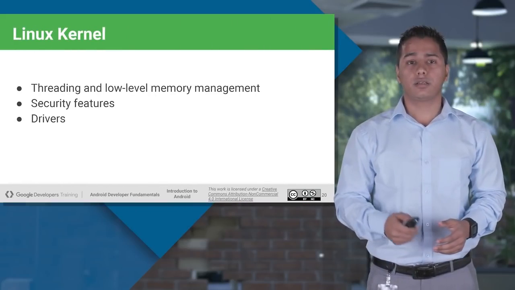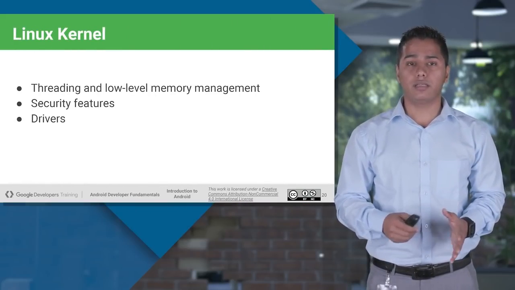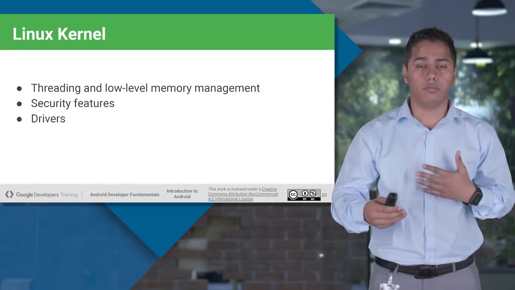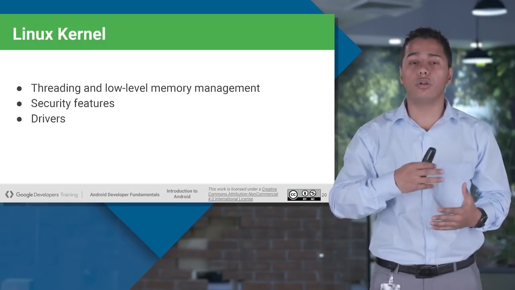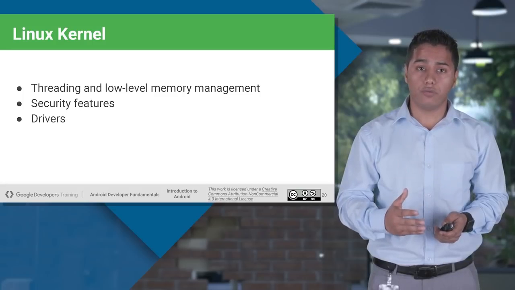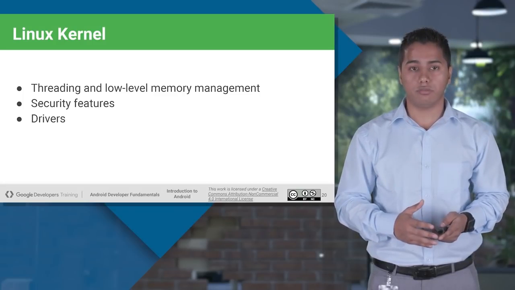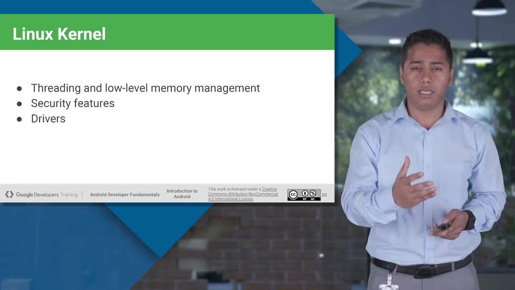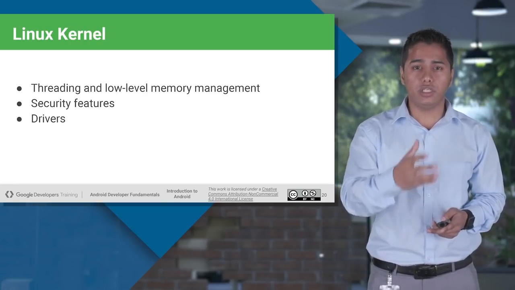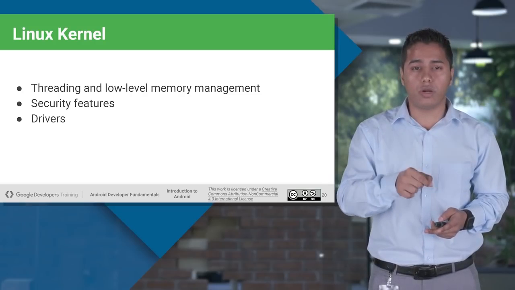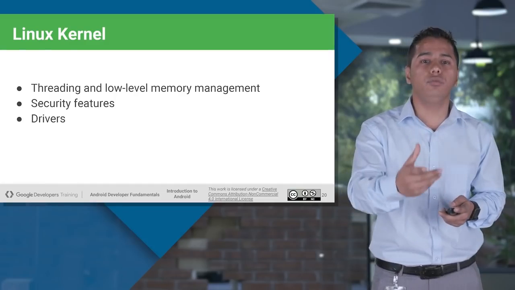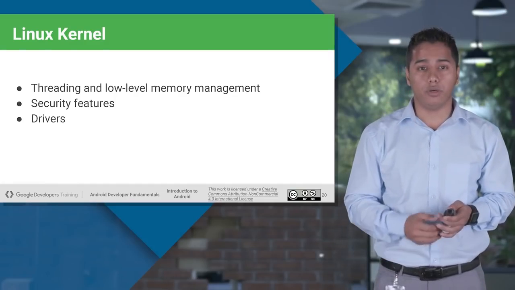Next is our Linux kernel. The Linux kernel acts like the kernel in any other operating system. It handles threading, low-level memory management, resource management, and all your security features, and it also includes the drivers. Like if somebody wants to use the camera, he has to first go to the HAL, like we discussed. Then the HAL will in turn go to the drivers written in the Linux kernel, and it will give you access to the actual camera hardware.